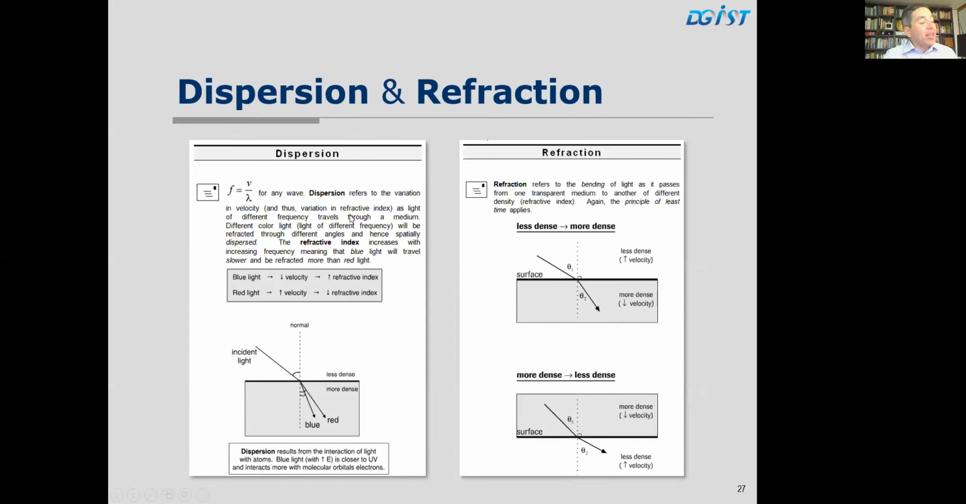Dispersion is the variation of the velocity of light as it goes through a medium, and that dispersion will be related to the frequency of the light and also related to the material, and that dispersion will result in refraction. And that refraction means that the angle of incidence will be different than the angle of refraction. If you're going through a more dense material, the velocity will decrease, the speed of the electromagnetic wave will decrease, and you will see a movement towards the normal, or a decreased angle of refraction. If you're going into a less dense medium, then the velocity will increase and you'll see an increased angle of refraction.